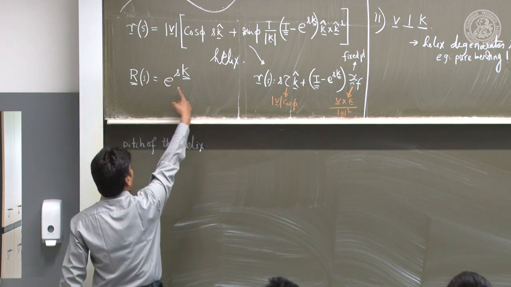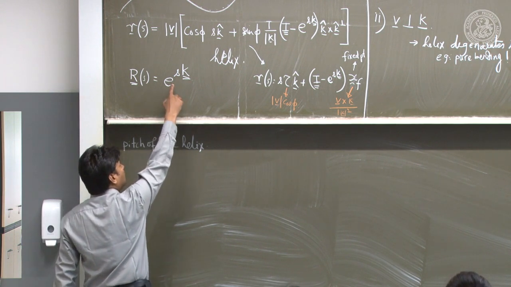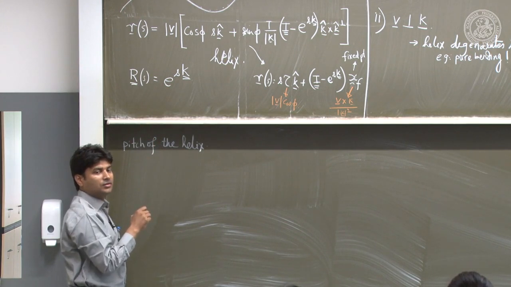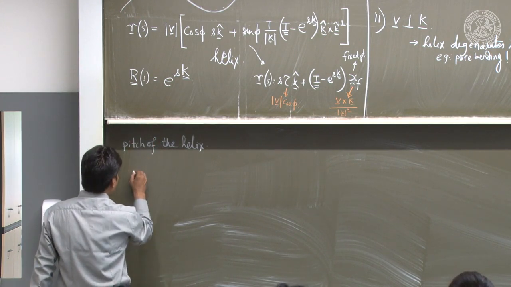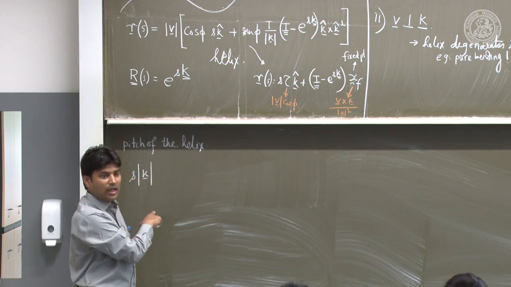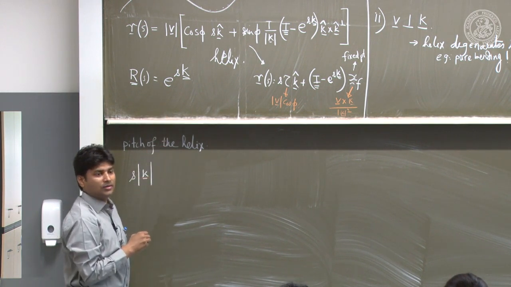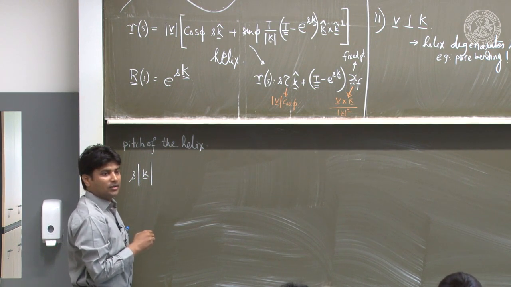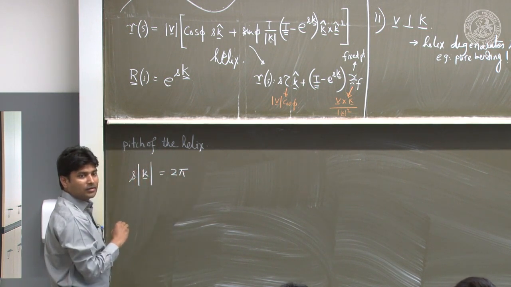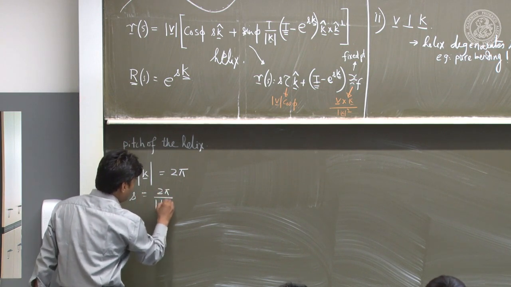For a given S, how much is the angle here? This is a rotation about the k axis. How much is the angle of rotation for a given S? You have to say S times the magnitude of k, that is the angle of rotation of this rotation matrix. And this has to be equated to 2 pi. So that means S is equal to 2 pi over the magnitude of k.